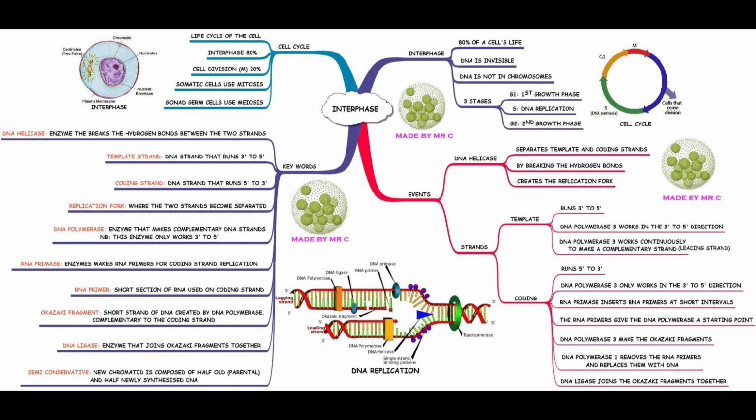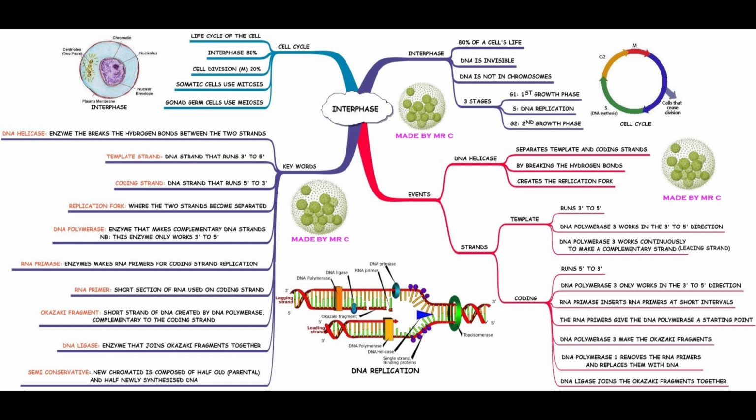The 2 strands of DNA, being the template and the coding strand, are handled differently. The template strand runs from 3' to 5'. DNA polymerase 3 works in the 3' to 5' direction and makes a complementary DNA strand called the leading strand, aligning the nucleotides in the 5' to 3' direction. The coding strand is complementary to the template strand. It runs 5' to 3'.